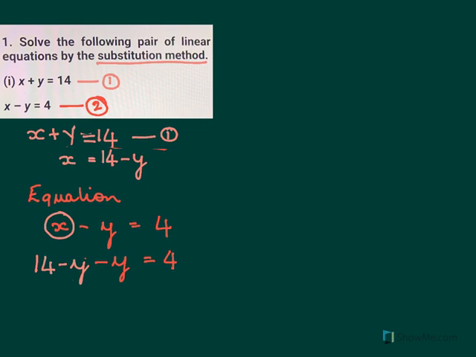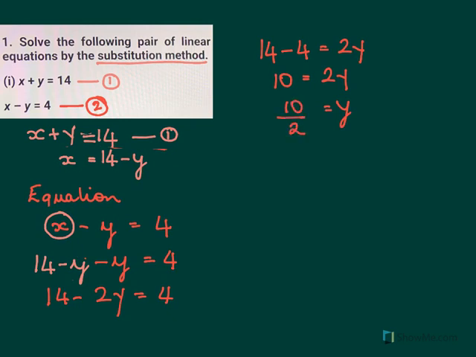Now this has got only one variable and I can solve this. So 14 minus 2y equal to 4. So I have 14 minus 4 equal to 2y. I've taken 4 to this side, so the plus becomes minus. And 14 minus 4 is 10. 10 equal to 2y. y equal to 10 by 2, y equal to 5. This is y equal to 5.